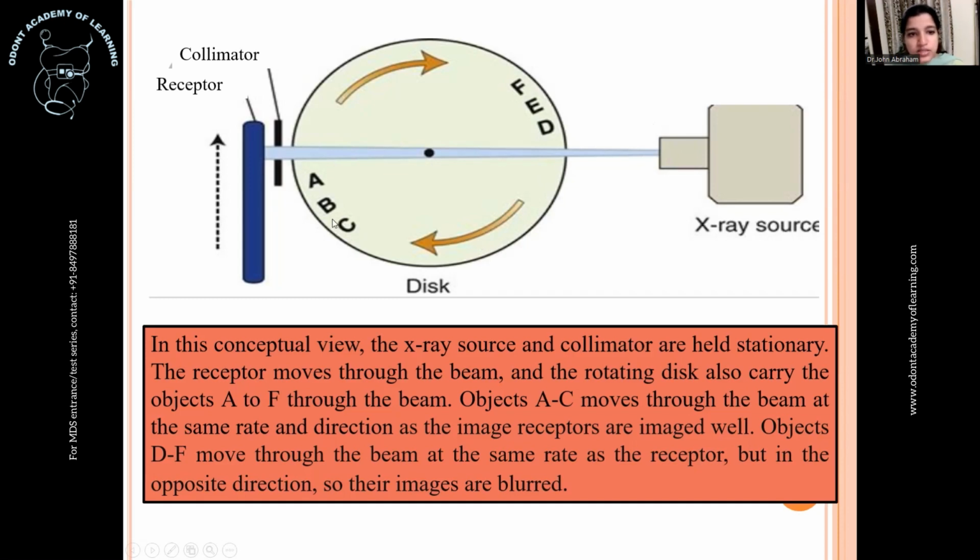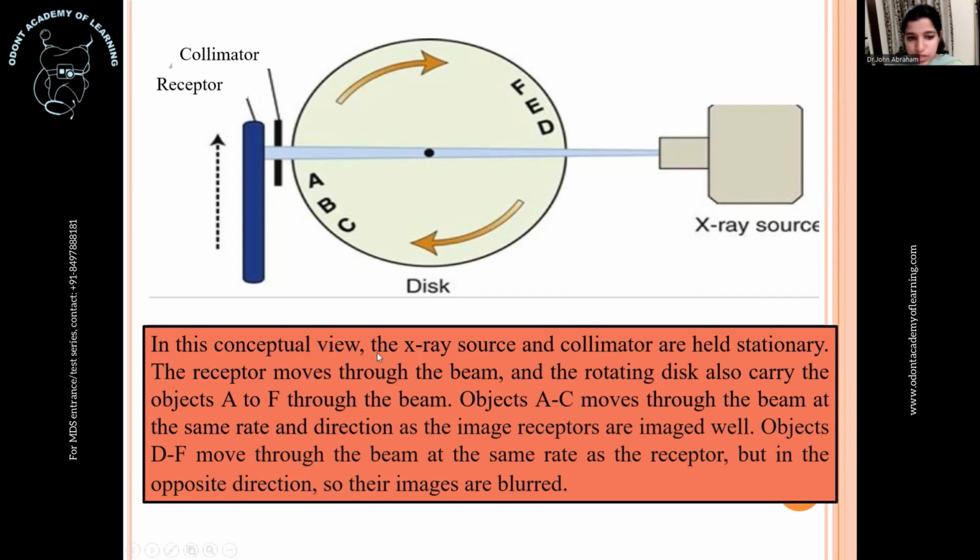So what happens is the first disk rotates in the clockwise direction, in the same direction as your beam, and the second one will rotate in the opposite direction to your X-ray beam. So the objects in the disk which is rotating in the same direction as your X-ray beam will be seen clearly in your radiograph, whereas the other area, that is DEF, which is in the opposite direction, will be blurred. So we'll come to the explanation.